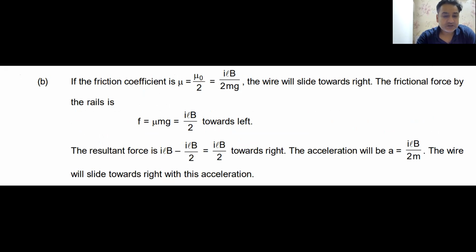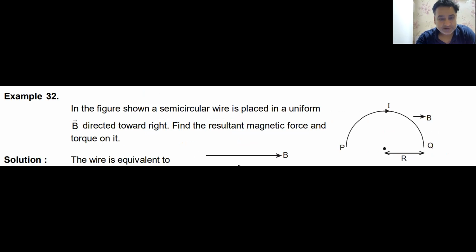Now it's a very simple question, just to check whether you remember what I told you in the last class. This is a semicircular loop of wire. It could be a wire which is of irregular shape. It is kept in a constant magnetic field B, remember B is along the horizontal. What is the force on this wire?